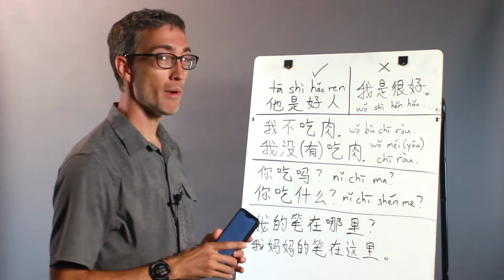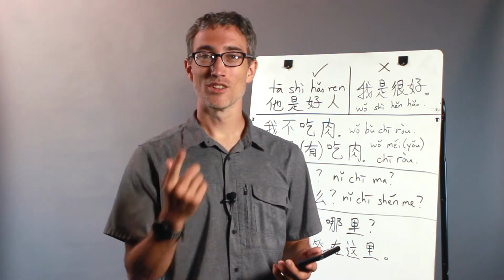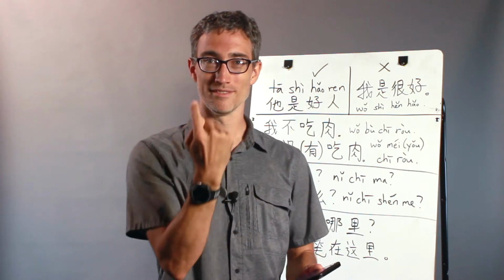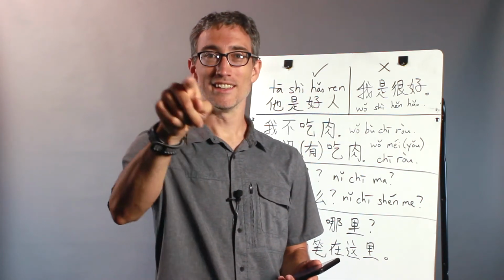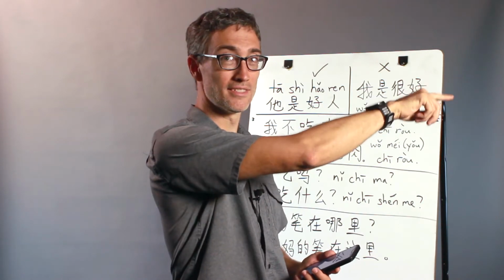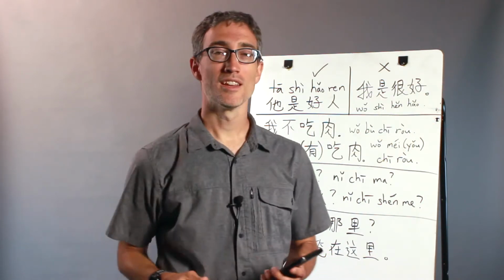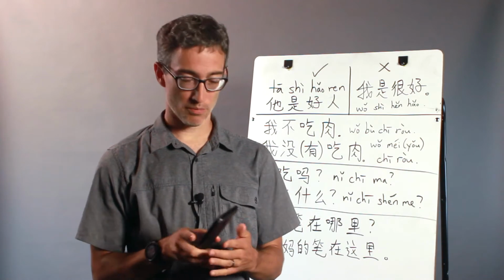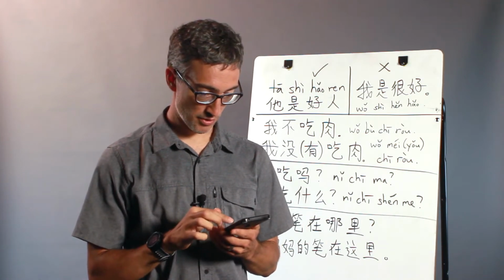We're going to go back to pronouns. Remember pronouns? 我,我们, 你,你们, 他,他们, 她,她们. So those are the pronouns, very simple.